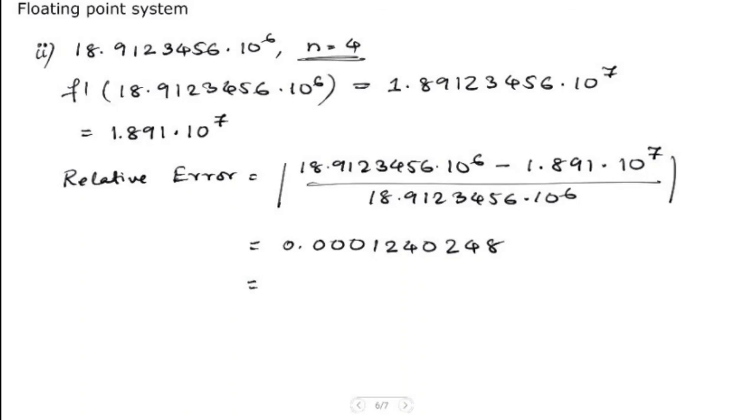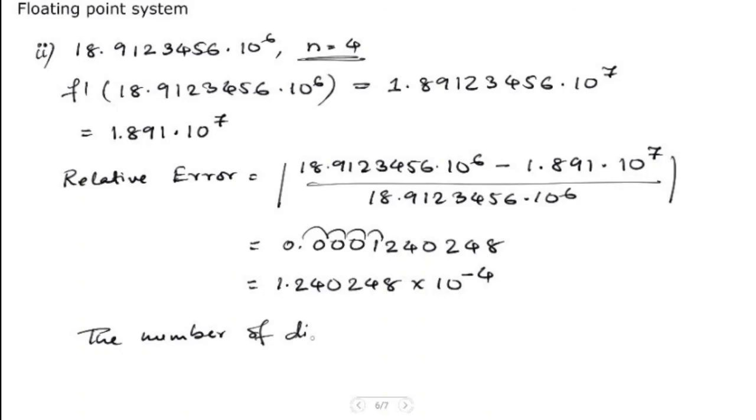0.0001240248. So converting that into the floating point number would be 1.240248 times 10 to the power, so the decimal goes like 4 steps, that would be minus 4. So we can say here the number of digit approximation is 4.